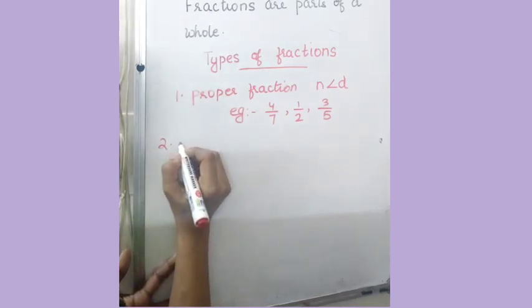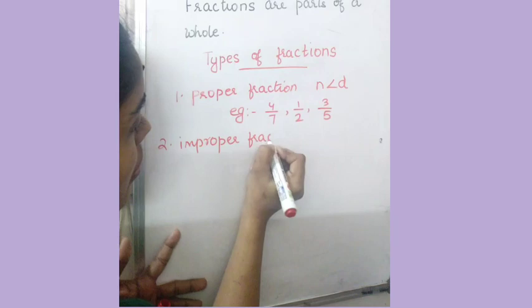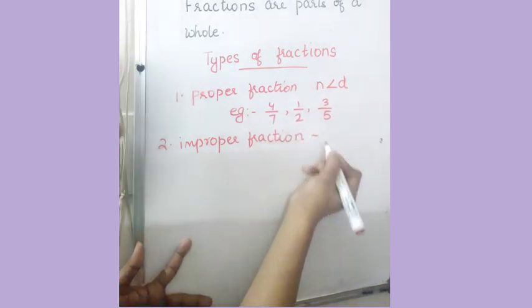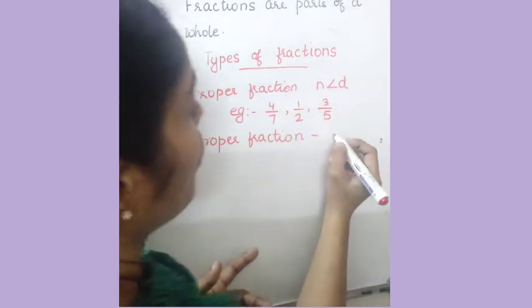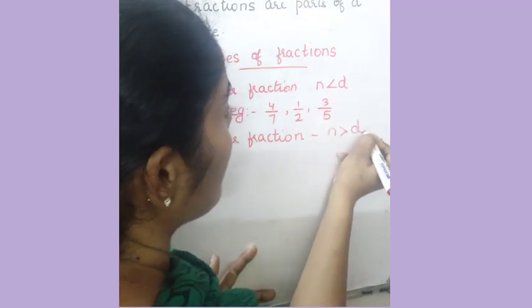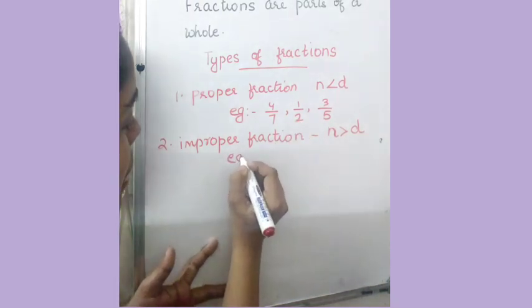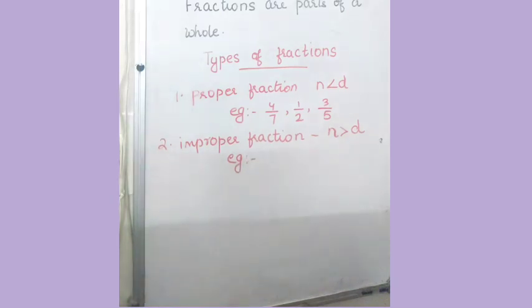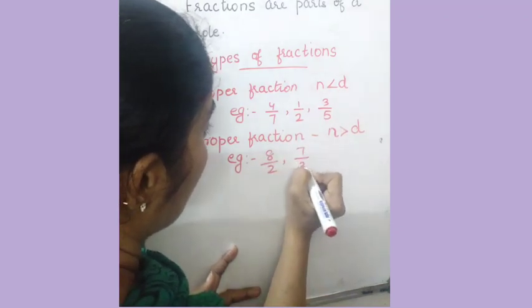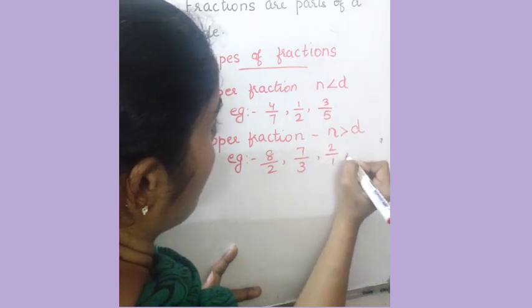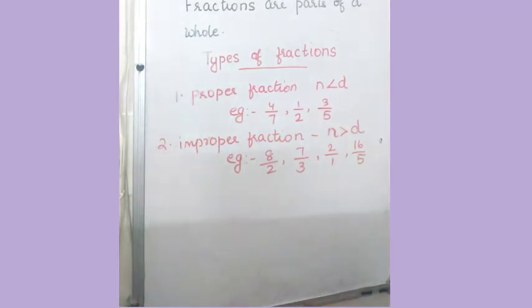Then the second one is improper fraction. Improper fraction means the numerator is greater than the denominator. When the numerator is greater than the denominator, that type of fractions are called improper fraction. For example, 8 by 2, 7 by 3, 2 by 1, 16 by 5. All these are examples of improper fraction.